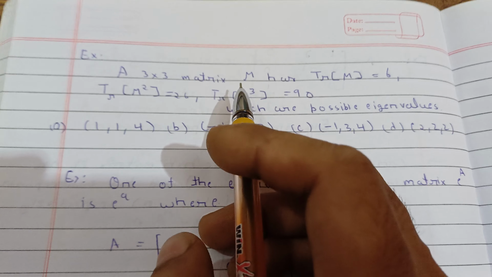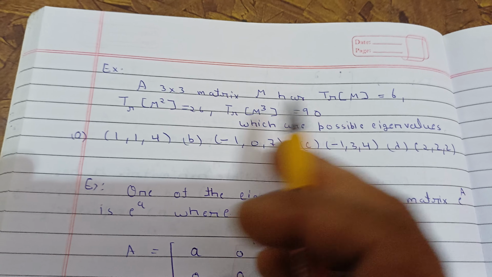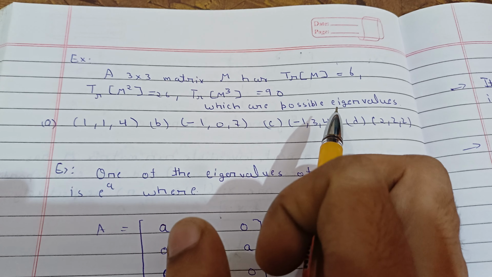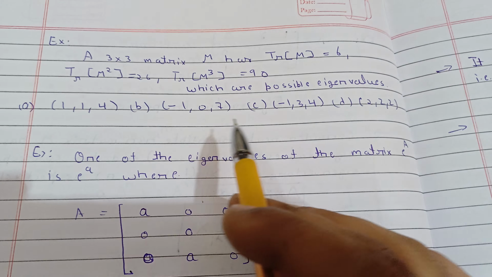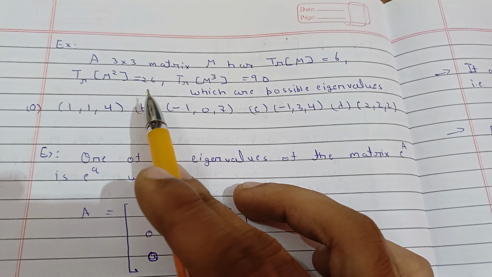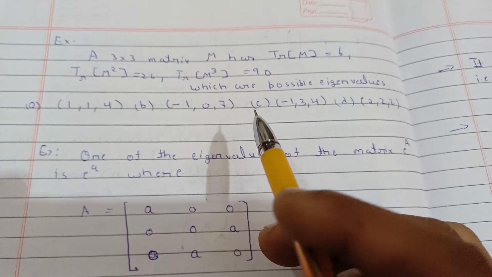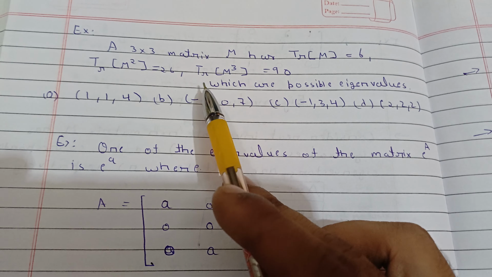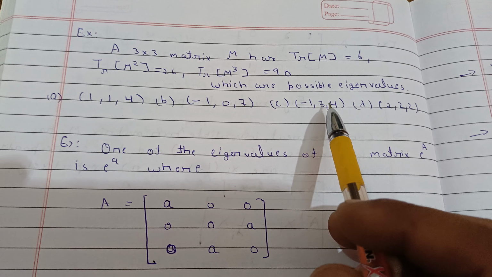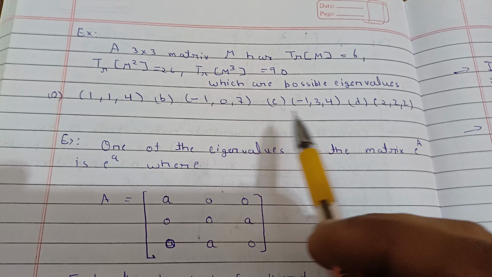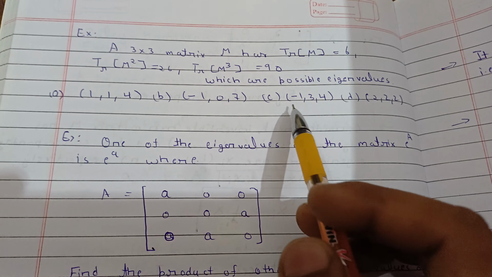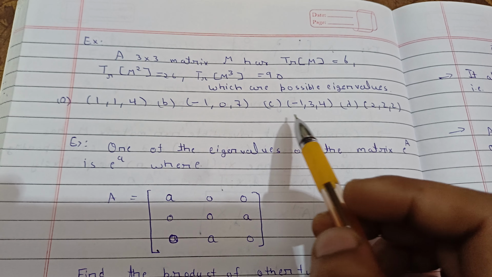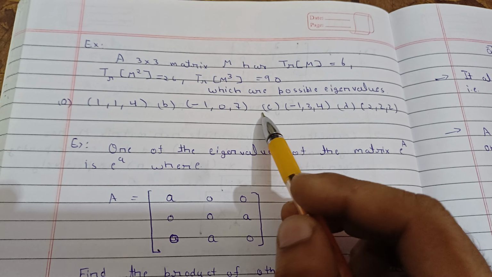Given a 3 by 3 matrix M has trace M equal to 6, trace of M square equal to 26, and trace of M cube equal to 90. Which are the possible eigenvalues? You have to find which eigenvalues satisfy all three given equations. If you see option C, the sum of cubes of eigenvalues should be 90, the sum of squares of all the eigenvalues should be 26, and the sum of all the eigenvalues should be 6. Only this satisfies these equations. You can put in the values and find this is the correct answer.